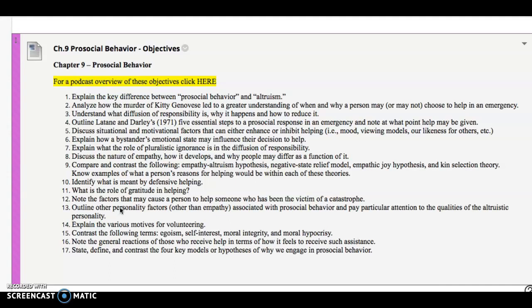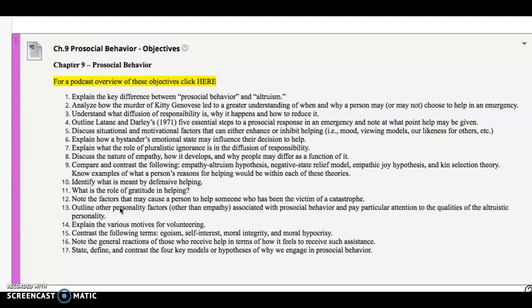Then 5th, discuss situational and motivational factors that can either enhance or inhibit helping. So what helps us to help and what stops us from helping. And these can be things like our mood, the models we have around us that we look at for examples, and then also our likeness for other people or our similarity to other people.